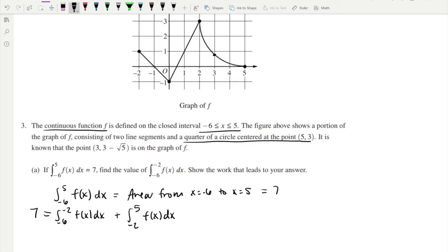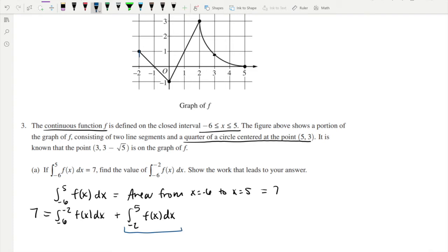And the sum of these will be the same as the original area. This is going to be 7. This is the full integral from -6 all the way to 5. And so we must be able to compute this piece. And luckily we can compute this as the area between f and the x-axis, because they've given f to us as shapes whose area we can actually compute, right? So our next goal is finding this area.